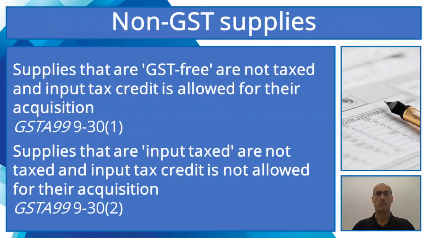Turning now to supplies that don't have GST. And these come in two types. The first, and I think tongue-in-cheek, I sort of refer to as the good type, are supplies that are referred to as being GST-free. Those sorts of goods or services are ones in which you don't have to pay GST for goods and services that you supply, but you can claim input tax credits for amounts that you expend in regards to generating those particular supplies. That's the good type.